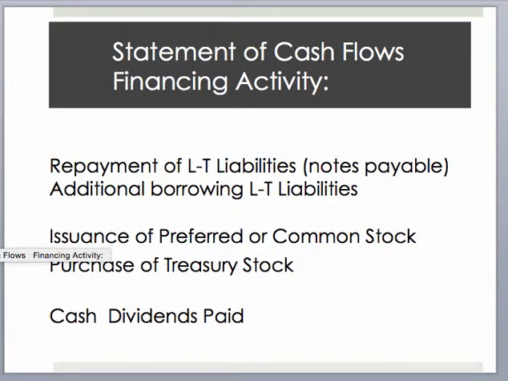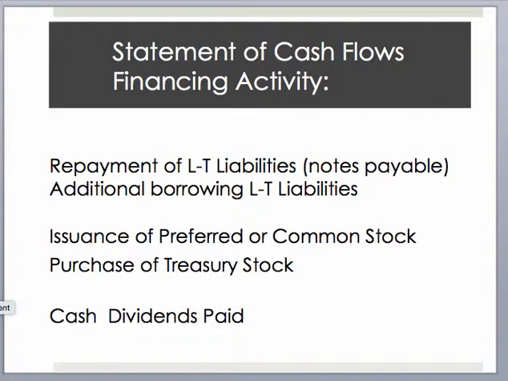Under the financing activity, we will show long-term liabilities. That could be borrowing or repaying long-term liabilities like notes payable, loans payable, mortgages payable, things like that. And we'll show in this section whether we have issued preferred stock or common stock and whether or not we purchased treasury stock. The last item is always cash dividends paid. Stock dividends don't appear here because they don't involve cash.